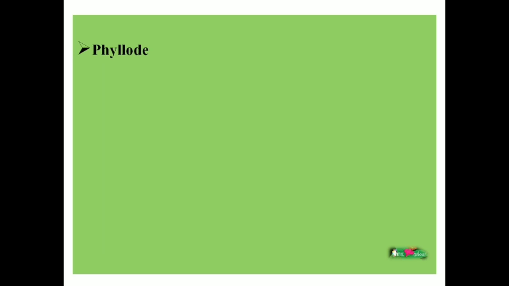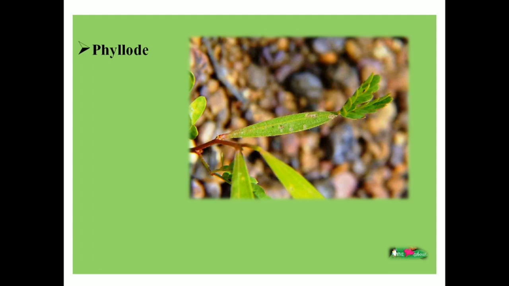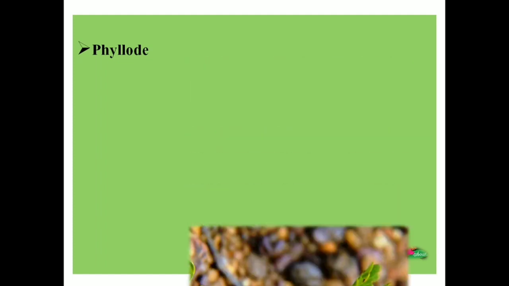Then phyllodes. When the petiole is modified into a leaf, it means it will work for photosynthesis. You can see this picture. This is called phyllodes. Here, the leaves are attached to a single leaf, and this single leaf works as a petiole. The best example I have placed is called Australian acacia.